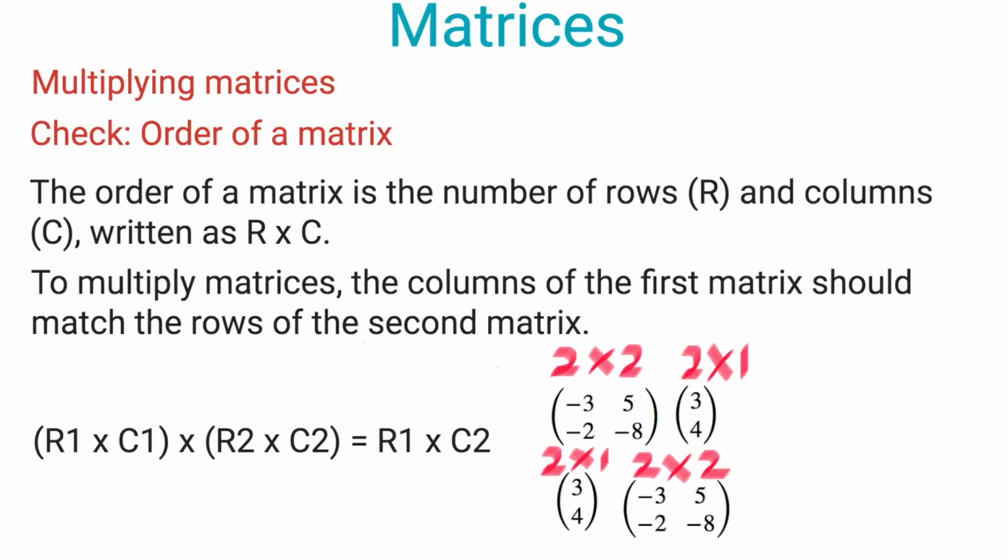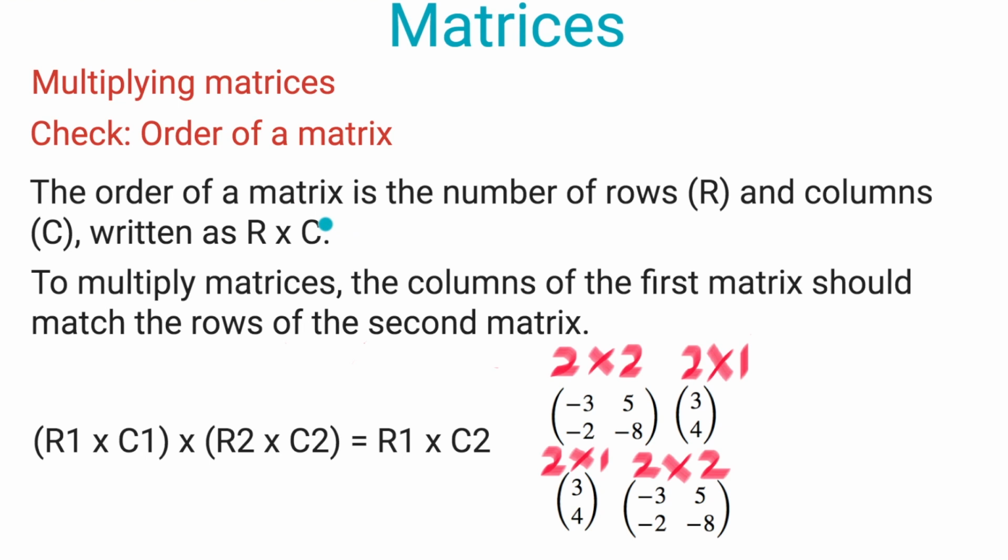So when you want to multiply matrices, the first thing you need to do is to check the order of a matrix. So from the last video, the order of a matrix is the number of rows and columns, and it's written as R by C. R stands for the number of rows and C stands for the number of columns.